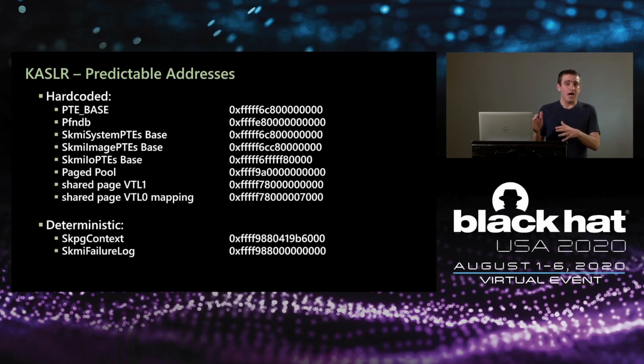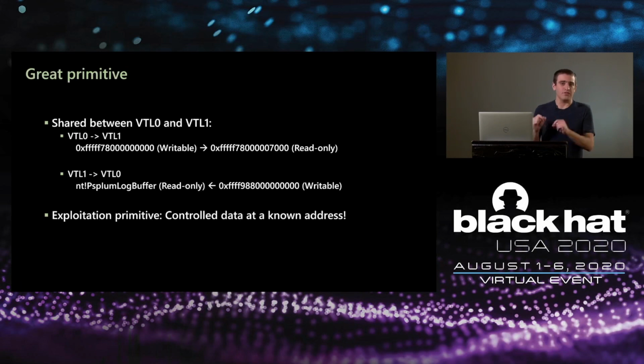All of those addresses are hard-coded in the secure kernel. There are even more addresses which aren't hard-coded, but they still can be predicted because of the so predictable and deterministic boot process of the secure kernel. I really want you to take a closer look into this shared page VTL0 mapping. This is a very special page as it's a 1-to-1 mapping of the shared page from VTL0 to this fixed virtual address in VTL1, and therefore every byte that you write to the shared page in VTL0 simply appears at this fixed virtual address in the secure kernel.